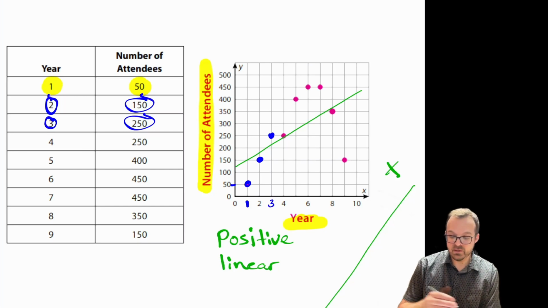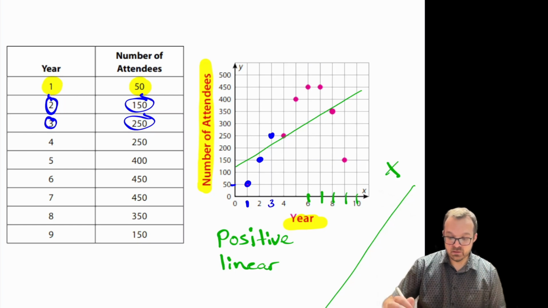It seems at some point later on down the years, the attendees started to drop off. And it looks like they had a great trend going at first, but then after some time, it turned into a negative trend again, right?